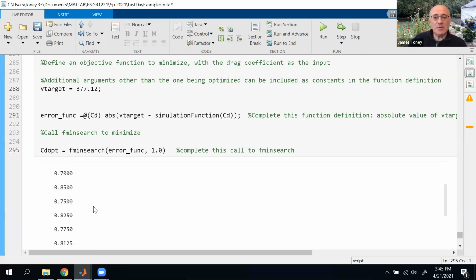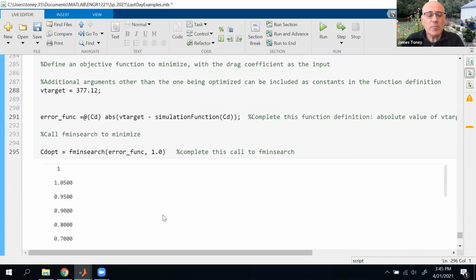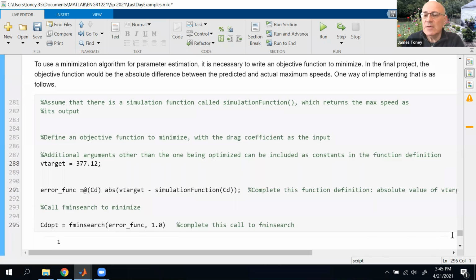0.75. So now you see it's going back and forth because it's got it bracketed. It knows it's between 0.85 and 0.75. So it keeps going back and forth, smaller and smaller differences, until finally it converges to 0.8021. And so this is what's called a simplex method or Nelder-Mead algorithm. And you can look up in a numerical analysis book or on the web if you're interested in knowing more about the theory of how that works.